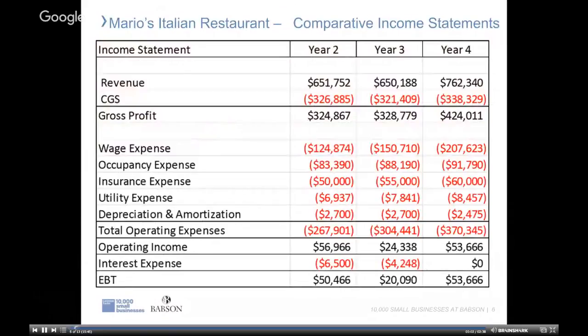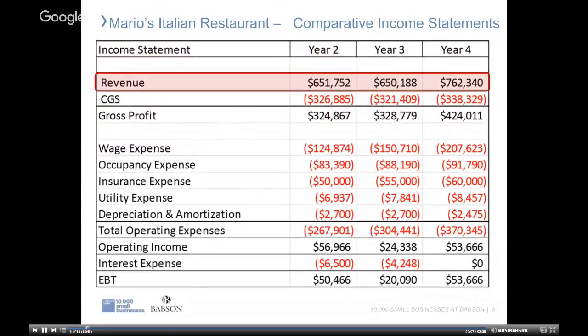Here's Mario's 3-year income statement. When analyzing this, we start by looking at revenue and its trend over time. While Maria's revenue declined slightly in Year 3, it increased almost 16% in Year 4. It would be good to know if these fluctuations were due to conscious decisions made by Maria or external factors beyond her control. For example, the 16% revenue increase could have come from changes to her menu or pricing, or simply be due to an improving economy.